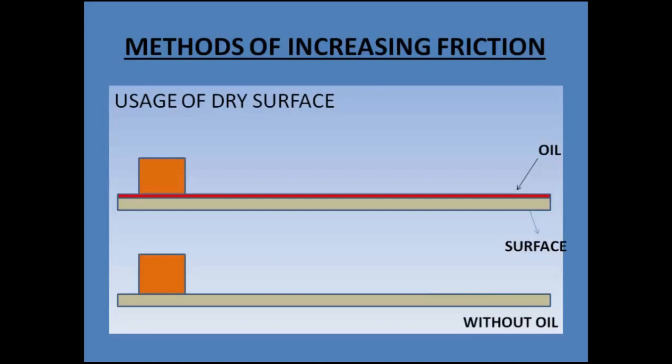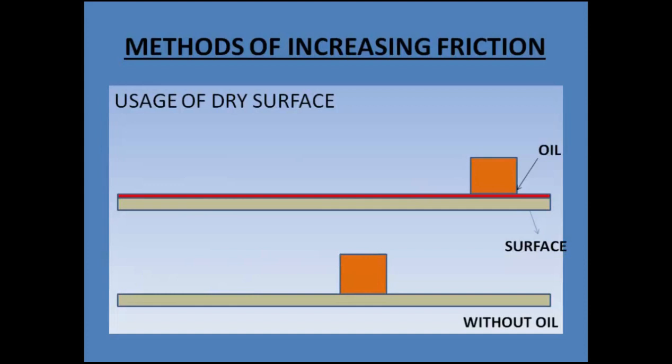And what happens when we make use of a dry surface? Now we have two different cases over here. In the first picture, you can see we have an object and a surface, but between the object and the surface, we have a layer of oil, which is a smooth surface. Whereas in the other case, the object is directly placed over the surface. So now what happens when I apply a force to each of these objects?